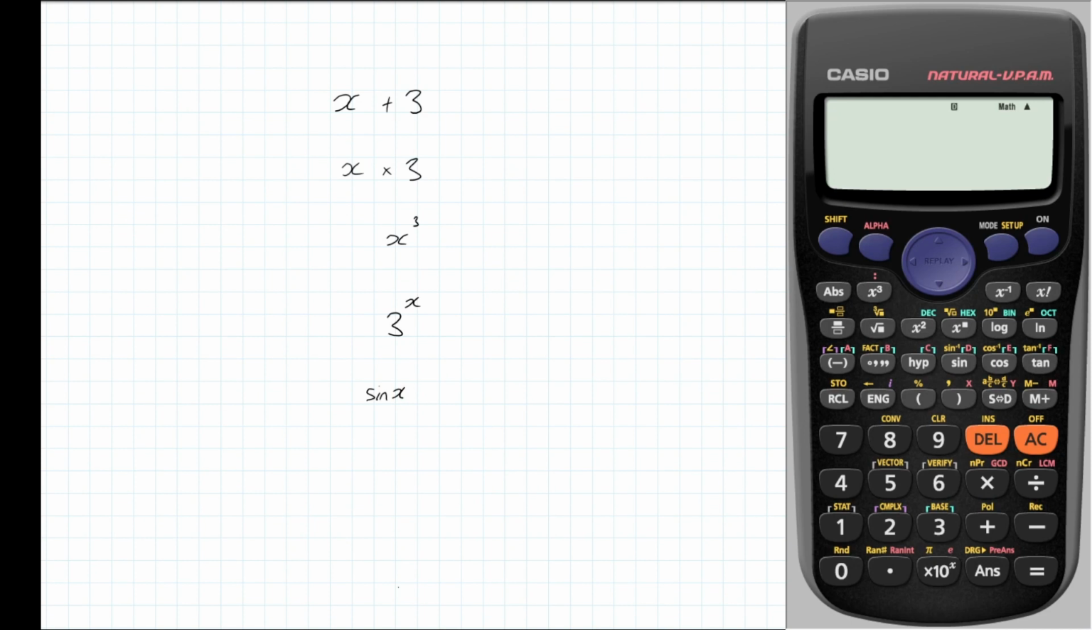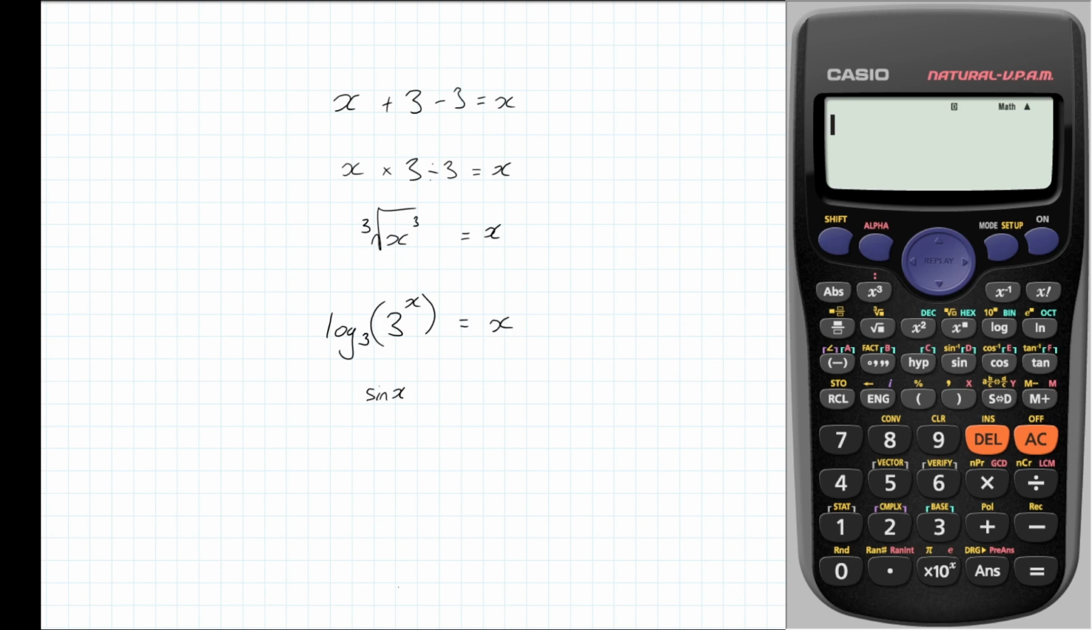Let's go through all the inverse functions. So the opposite or inverse of adding 3 will be minusing 3. So x plus 3 minus 3 gets us back to x. If I times by 3, then I would need to divide by 3 to get back to x. If I put x to the power of 3, then I'm going to need to do the third root to get back to x. If I've got an exponent with a base 3, then I'm going to do a log base 3 to get myself back to x.